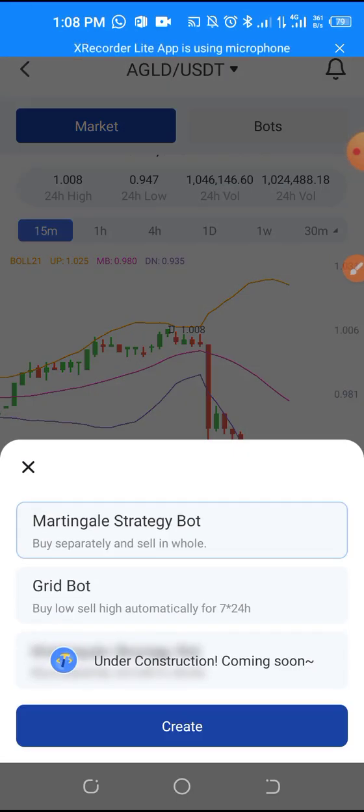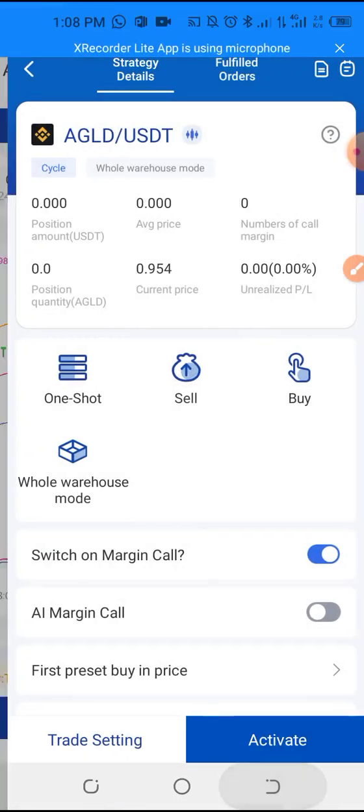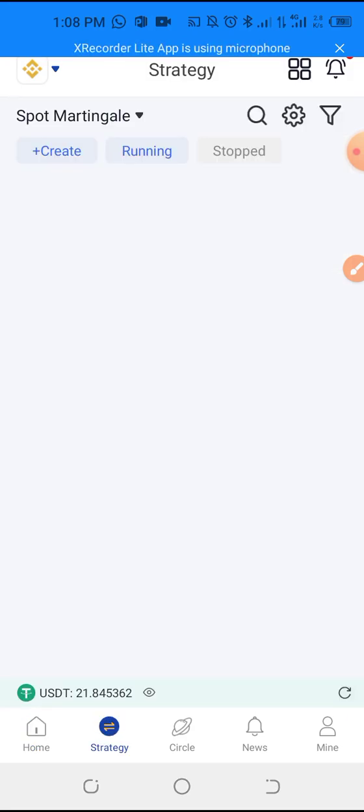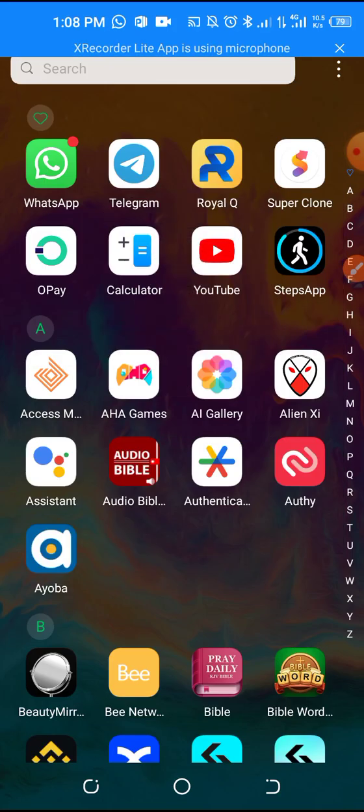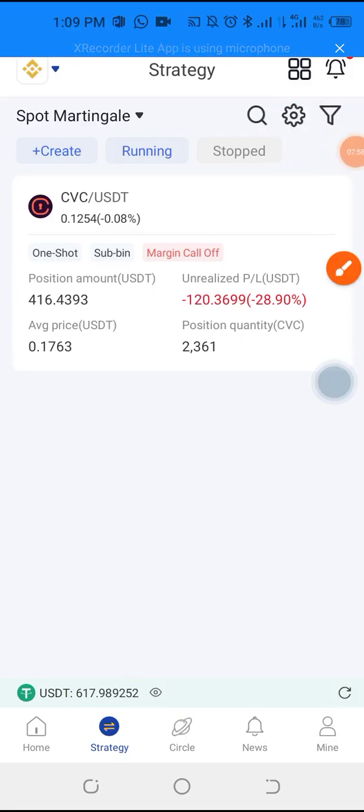I'll just enter the magic strategy bot, create, click next. And before I go, this account is having like, okay, let me look for another account. Let me use an account that is having like $600. Because now this account is having $617, and I will be trading only one coin. So what will I do?